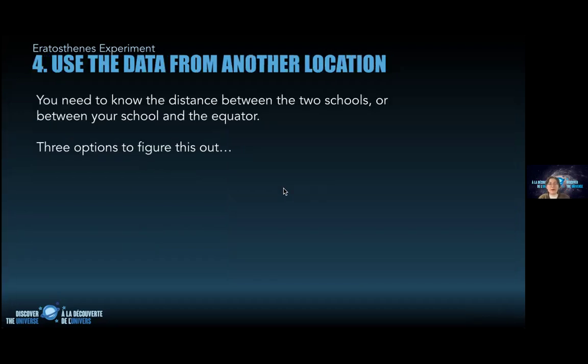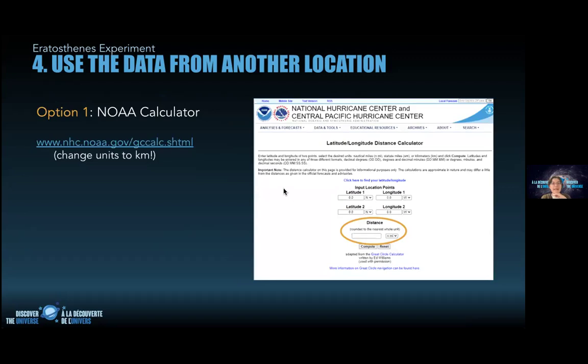Okay, so for this collaboration, whether you are actually collaborating with another school or using the imaginary school, you will need to know the distance between yourself and that other school, or between yourself and the equator. So there's 3 options for you to figure this out. The first one is the NOAA calculator. They have another calculator that you can use where you put in the longitude, latitude of both locations, and it'll give you the distance. Important to note when you're using this, just to change the units to kilometers. By default, I think it's in miles.